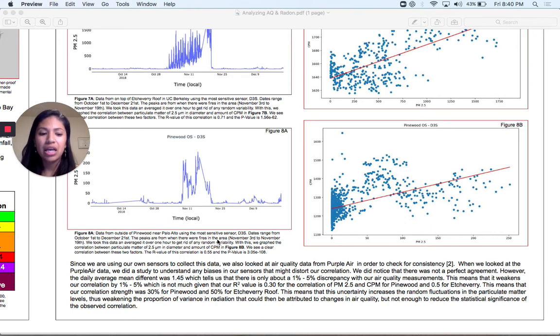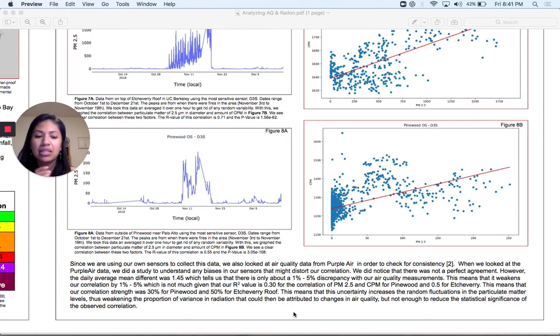However, we did notice that even though there wasn't a perfect agreement between these time series graphs and the Purple Air data, the daily average mean difference was 1.45, which tells us that there is only about a 1% to 5% discrepancy with our air quality measurements. This means that it weakens our correlation by only 1% to 5%, which is not much given that our R-squared value is 30% for PM 2.5, and for pine wood it was 50%. So it only weakens our correlation by very, very little.